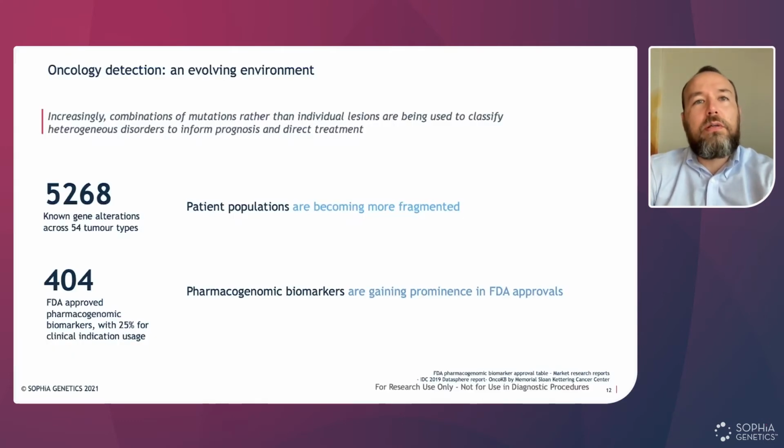To provide some context, genomic analysis in oncology is a continuously evolving field, and there are more than 5,000 known genomic alterations across 54 tumor types, and more than 400 FDA-approved pharmacogenomic biomarkers. What this means is that patient populations are becoming more fragmented and that biomarkers are taking center stage in FDA approvals. Additionally, it's increasingly the combinations of genomic variants that are used for treatment and prognostic decisions, rather than just individual variants.